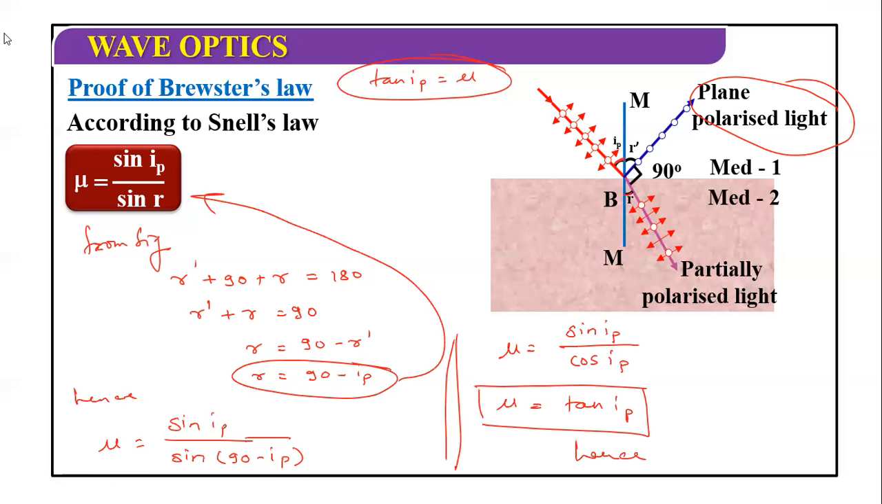Hence, proved. If a question is asked on Brewster's law, then that much you have to write. The statement: the tangent of the polarizing angle is equal to the refractive index of the transparent medium at which partial reflection and refraction occur.